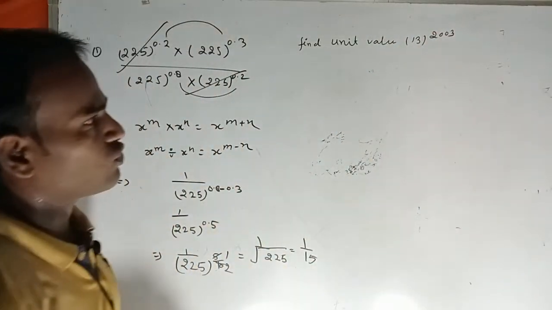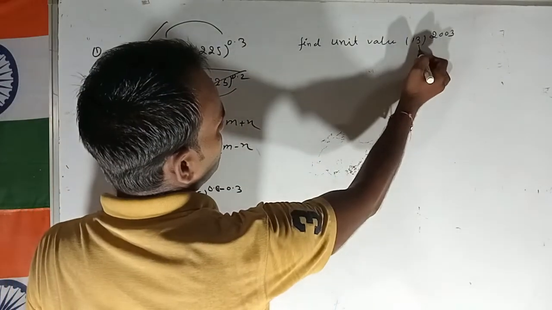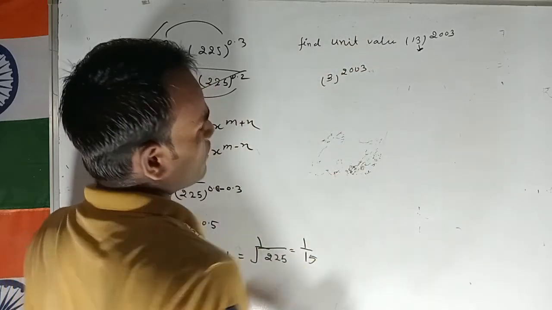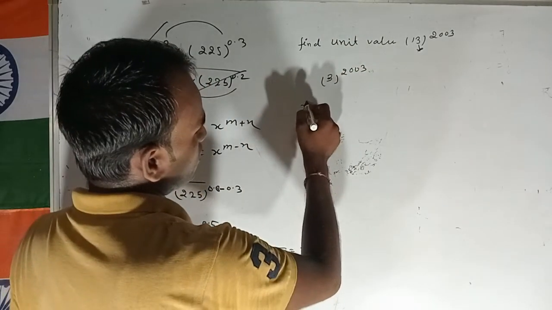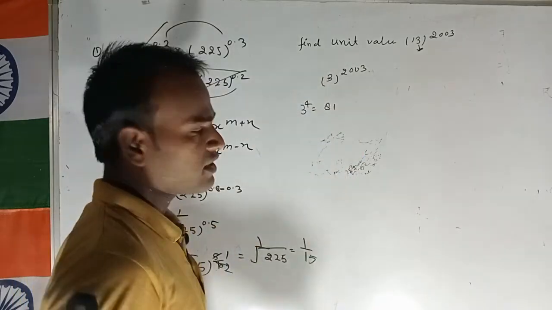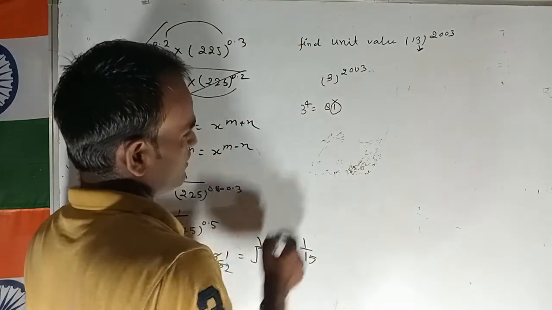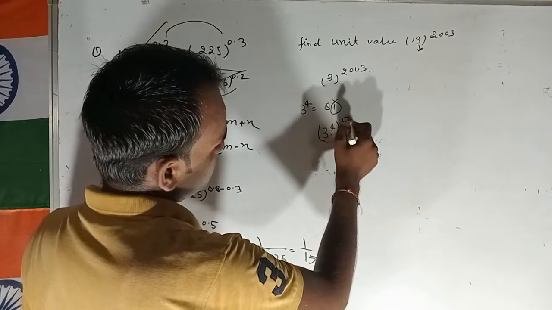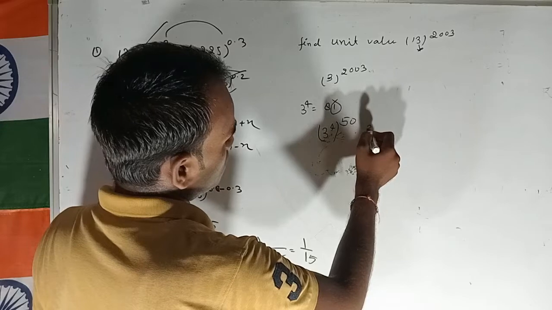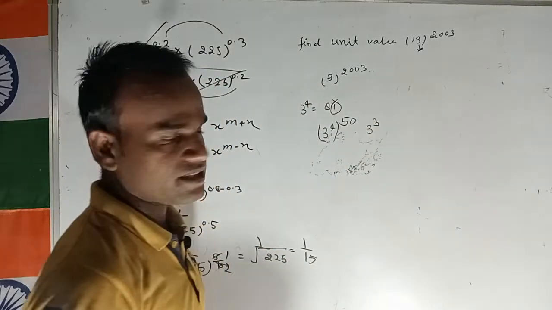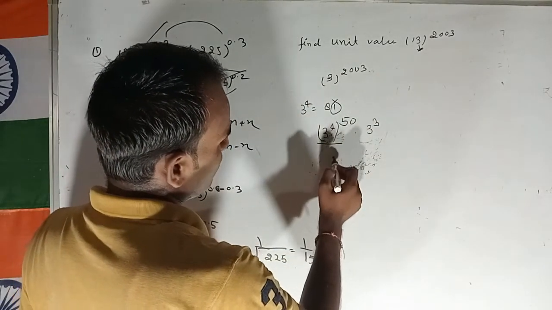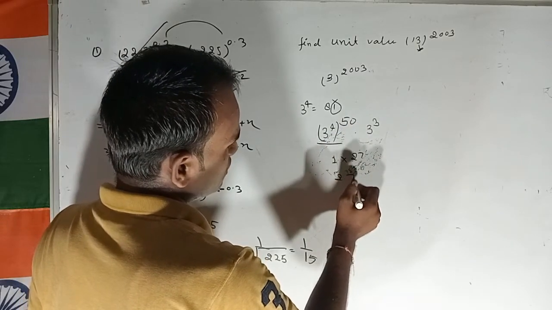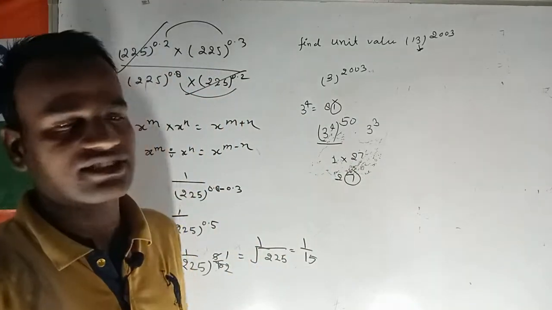So what will we see? Here 3 is the unit value, so 3 to the power 2003. I know that 3 to the power 4 equals 81, which means the unit value is 1. So what will we do? 3 to the power 2003 is 3 to the power 4 to the power 500 into 3 to the power 3. The unit value of the first will be 1 and the value of the second is 27. Then the unit value will be 7. This will be the final answer.